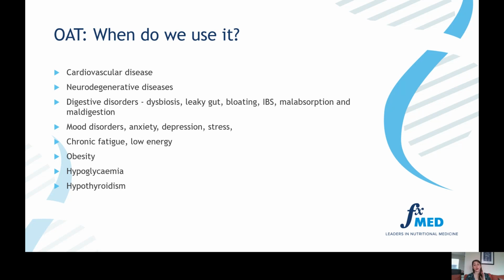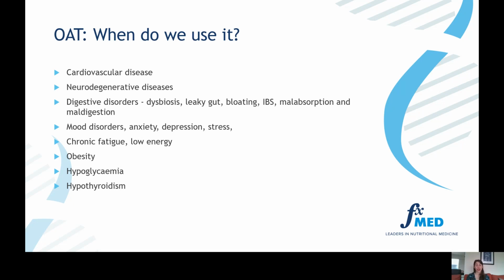The neurotransmitters can give us a really good idea of what's going on there. Digestive disorders of any kind, so this can include dysbiosis, we have those fungal bacterial overgrowth markers, leaky gut, bloating, IBS, malabsorption and maldigestion, those nutritional markers are helpful there. Mood disorders, anxiety, depression, and stress. The neurotransmitter markers can really support us with understanding there.